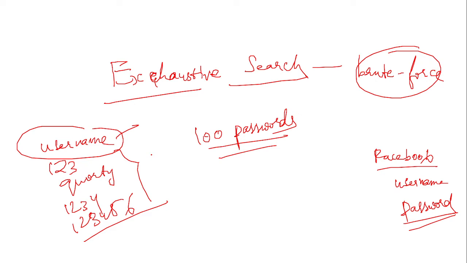Most commonly, in the real world, hackers, if they want to hack one particular account, don't have just 100 sample passwords. They'll have some kind of a key list. In that key list there are lakhs and crores of passwords. So for this particular username, they'll try all those passwords one by one.